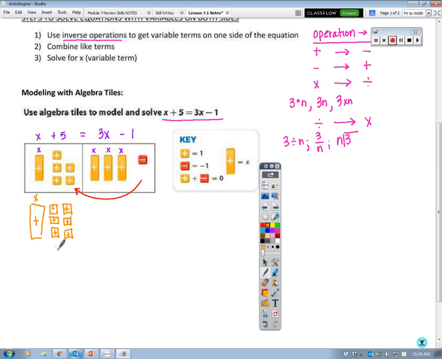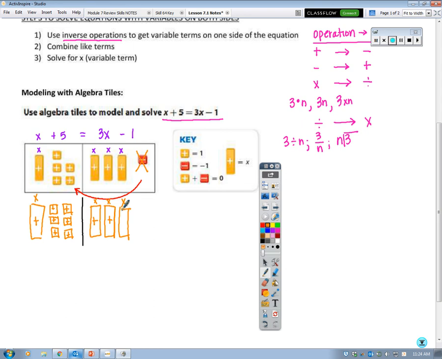So now I have 6, right? This is gone, and now it's over here. Then I've got my equal sign, or my separating line here. And then I've got the other side, and I still have 3 x's remaining, right? So my positive x's are still here. X, x, x.